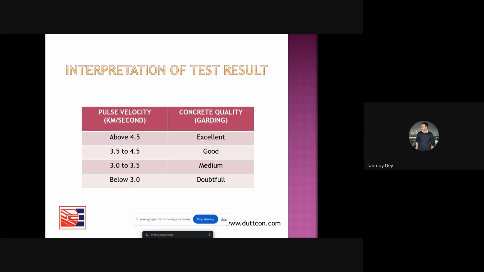So many of our clients are raising their voice against the word doubtful. Why doubtful? Because NDT in a very particular spot may not give the true nature. That's why we have to have a random check. So below 3 is doubtful. The structure is not good. 3 to 3.5 is medium, so you need some attention. 3.5 to 4 is good. If it is above 4.5, it is excellent.